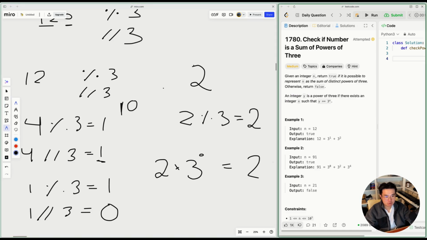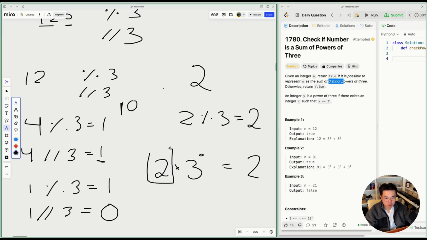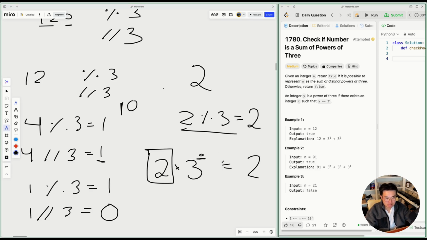And since this problem says distinct powers of 3, if we ever mod something and it becomes a 2, we know that we're in trouble, because that means we have to multiply 3 by some random number. It could be 3 to the 0. We know we have to do it 2 times. So that breaks the distinct.